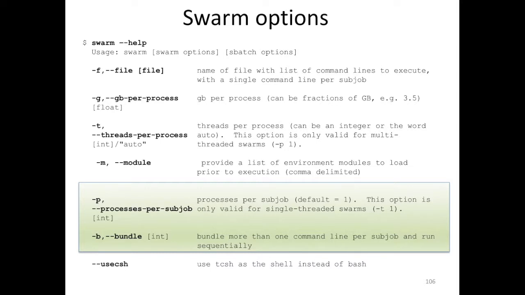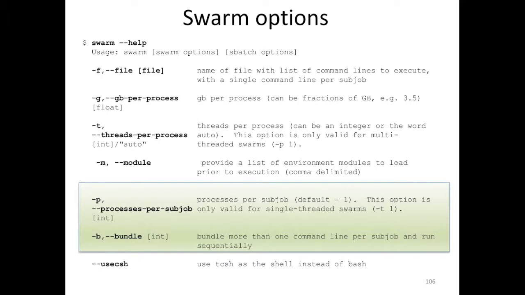There are some options which relate to how the individual commands are packed onto the allocated resources. And one of those is the -p flag, the number of processes per subjob. By default, this is 1. And this is only meaningful for a single-threaded application to set it to any value other than 1.